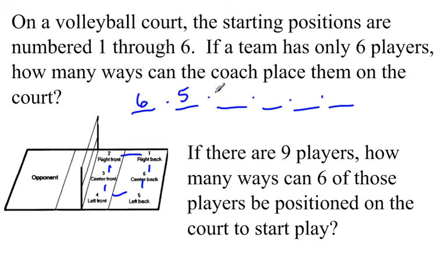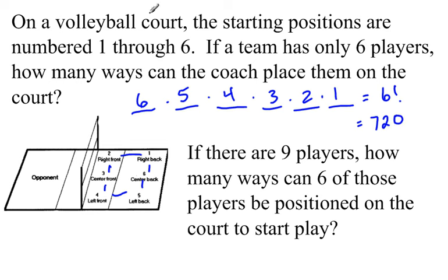Now we're down to 5 for the next, and we can just put them all in order going down. In the last spot, we've only got 1 person left, and we get 6 factorial. Again, to figure out 6 factorial in your calculator, you hit Math, go over to PRB, and it's your 4th choice. And 6 factorial means there are actually 720 options for how that coach can arrange them on the court.